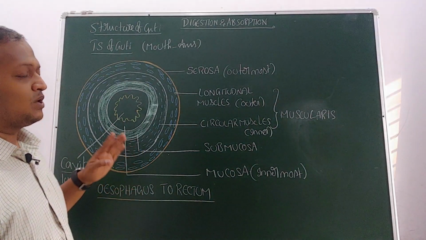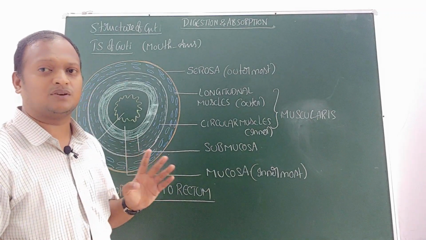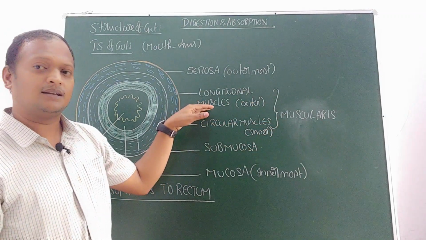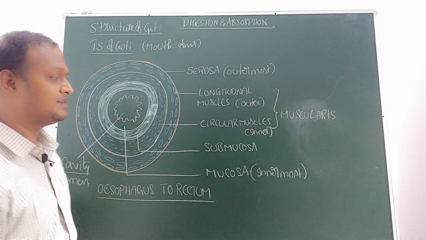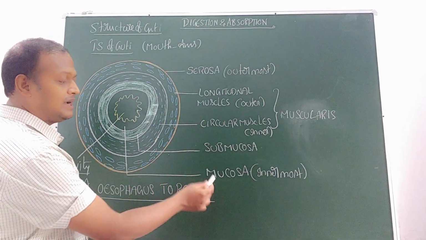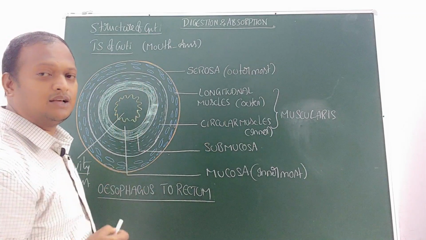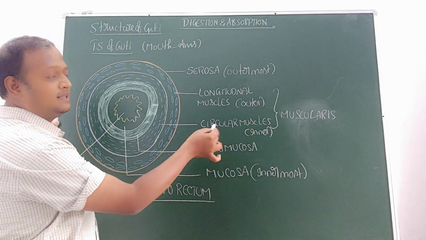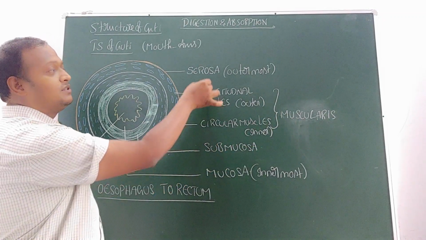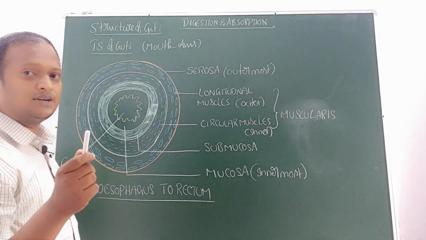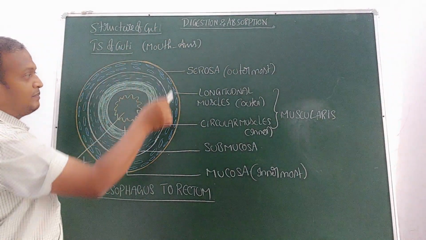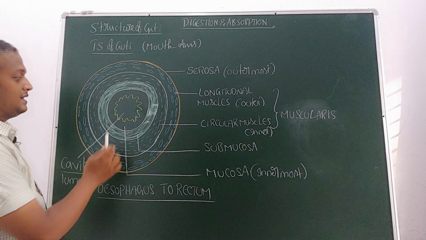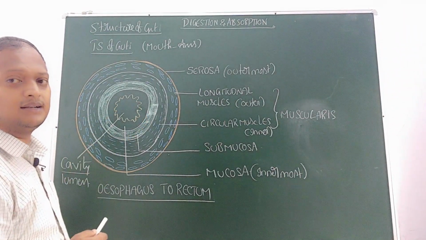Okay, students. So what are the layers present in the transverse section of the gut? Outermost serosa, muscularis, outer longitudinal, inner circular muscles, the third layer is submucosa, and the innermost layer is mucosa, outer to inner. So inner to outer means what? Mucosa, submucosa, muscularis. In the muscularis, first circular, next longitudinal, next outermost serosa. Clear, students? So the outermost membrane is called serosa, the innermost membrane is called mucosa. And this is the cavity or lumen of the gut.